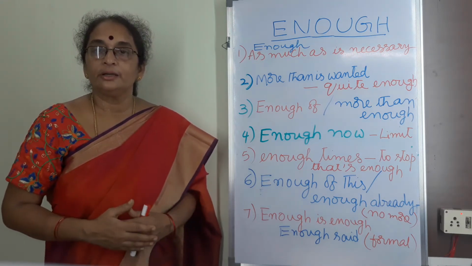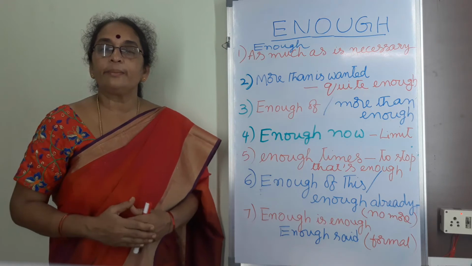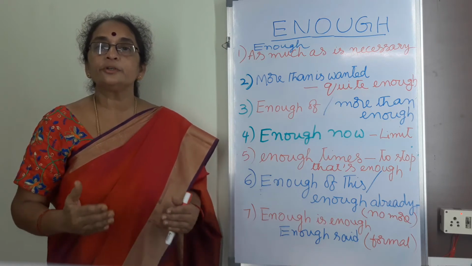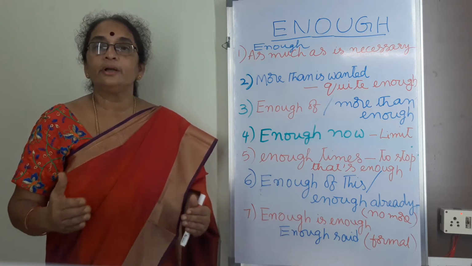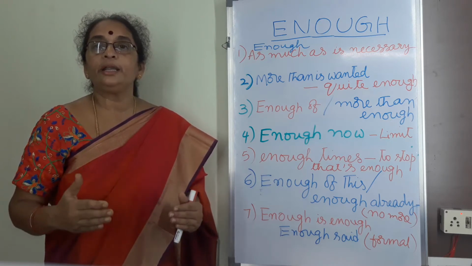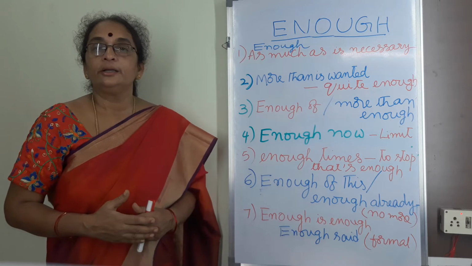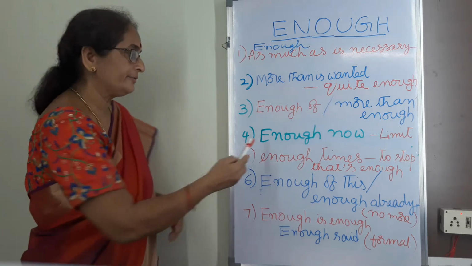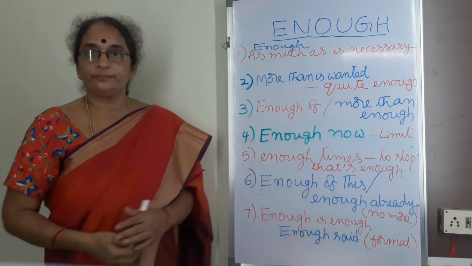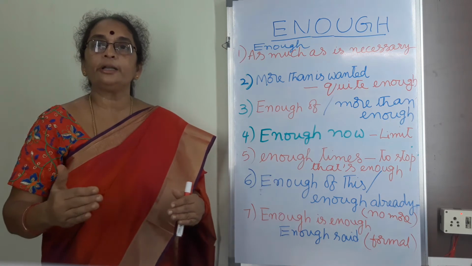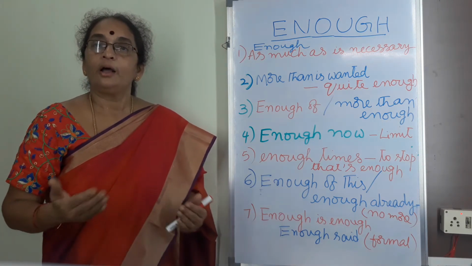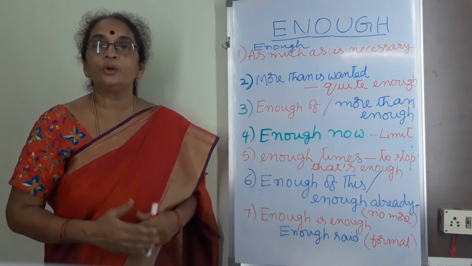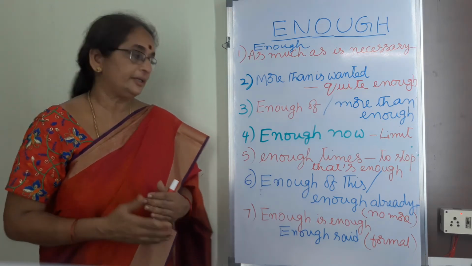Time limit. Okay, let us discuss another example for this. Your father gives you 500 rupees as pocket money every month. You have spent it by 28th of that month. Your father says, you have spent enough now. The limit of your pocket money is over for the month. I will give you pocket money on 1st of next month. So, it indicates the limit.